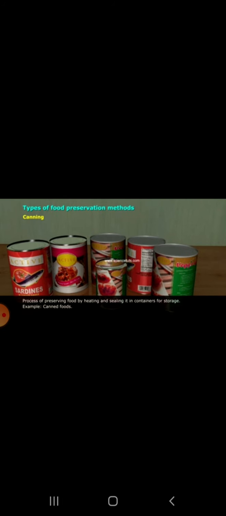Next method is canning. Canning involves the cooking of foodstuff and then storing it in sterilized tin containers. Next method is freezing. As you know, the action of enzymes gets deactivated or slows down at low temperature, and the growth of microorganisms also slows down at low temperature. So it is a very general method.